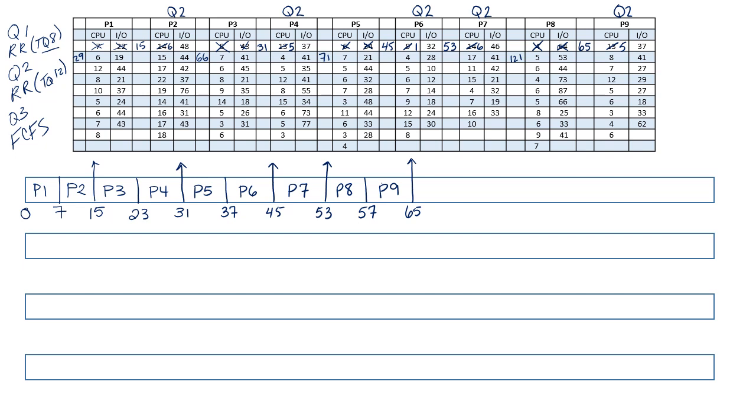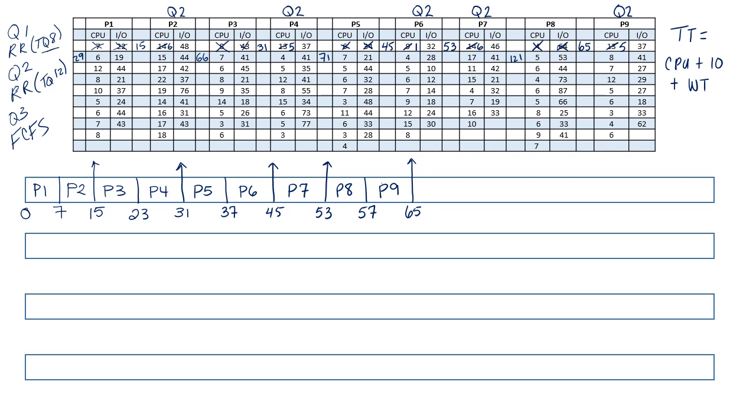P1 response time is 0, P2's is 7, P3's is 15, etc. So you can now calculate the response time. The response time is the first measure of waiting time. Remember that the turnaround time equals the CPU time plus the I/O time plus wait time. And wait time is all of the time that the process spends sitting ready for the CPU.